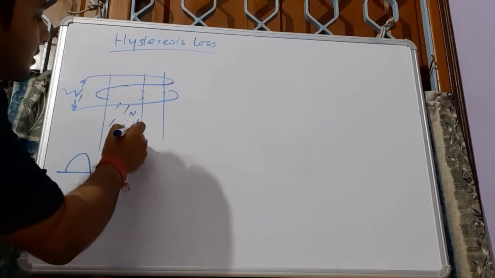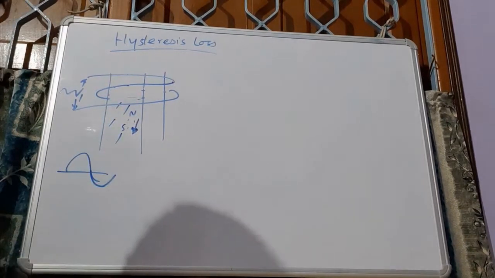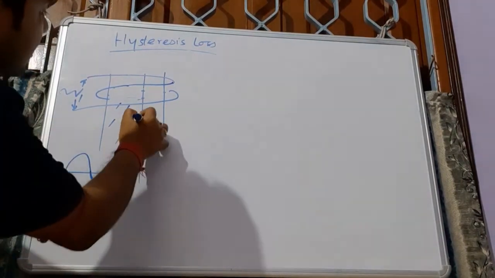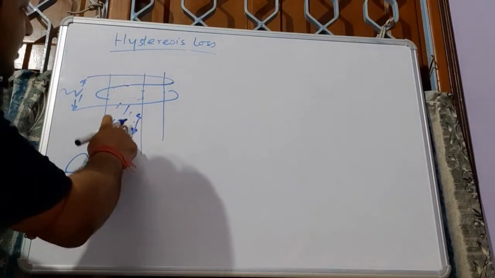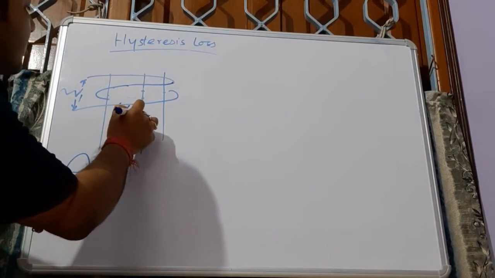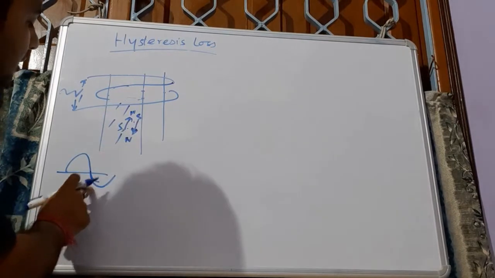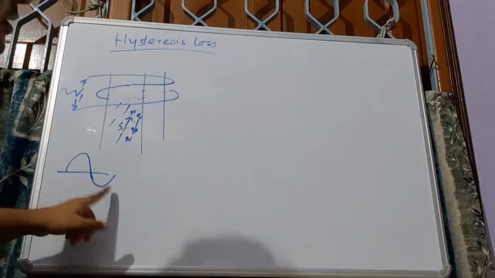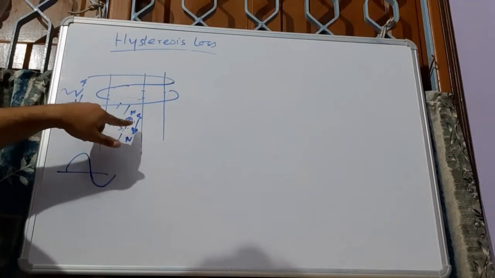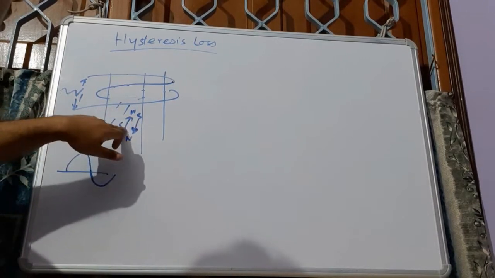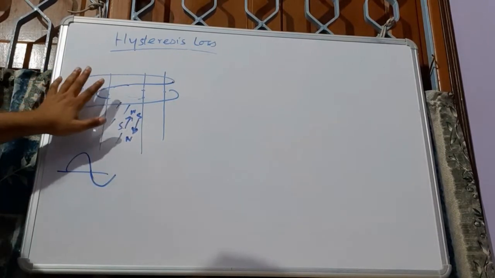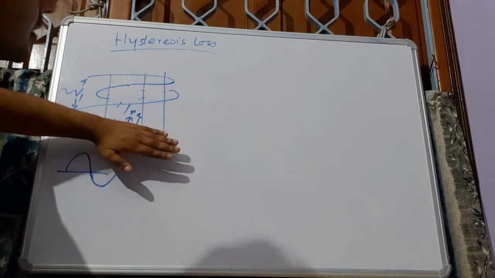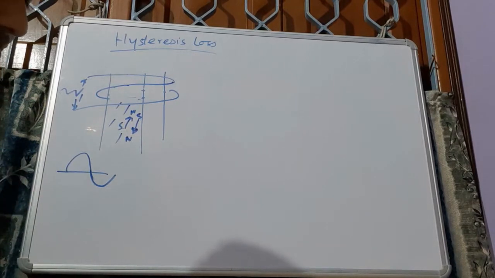the tiny magnets are aligned the opposite way, north pole south pole, like this. First it is like north pole south pole, and for the negative cycle it reverses. For every cycle this phenomenon can be observed. Due to this, heat is generated across the material, and this heat loss is called hysteresis loss.